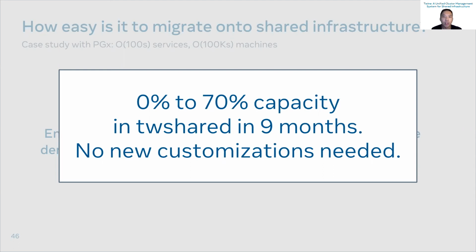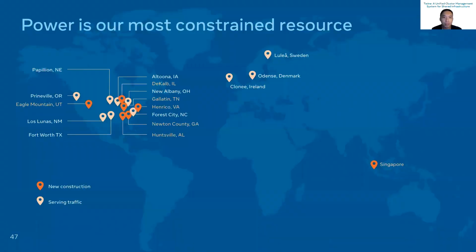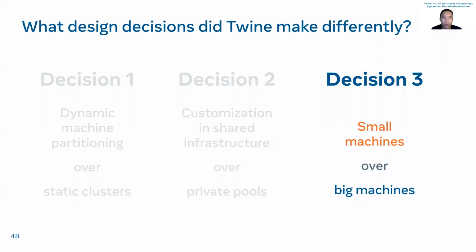As we've grown adoption of our shared infrastructure, we start hitting other challenges at our scale, beyond improving individual machine efficiency. In our data centers, power is our most constrained resource. Our services have grown faster than data center build-out. As you can see on this map, many of our data centers are still under construction. This leads us to our next key design decision, whether to use small machines or big machines.